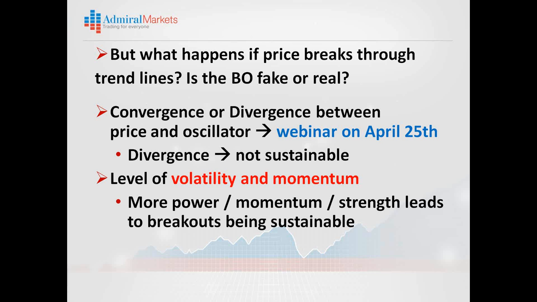Point one is looking at convergence or divergence, which is always very useful. We had a webinar on that maybe 2 weeks ago, I think April the 25th, where we explained that if you have divergence, the price is not in sync with the oscillator. And if you have a breakout in the direction of the trend, those might be a bit tricky because you're already in an unsustainable pattern. So if you get a breakout, that breakout probably has a chance of not being sustainable as well.